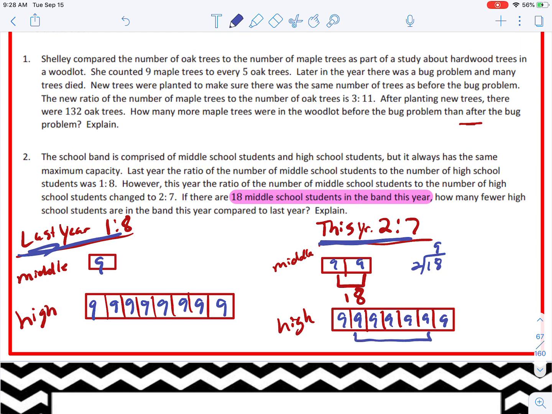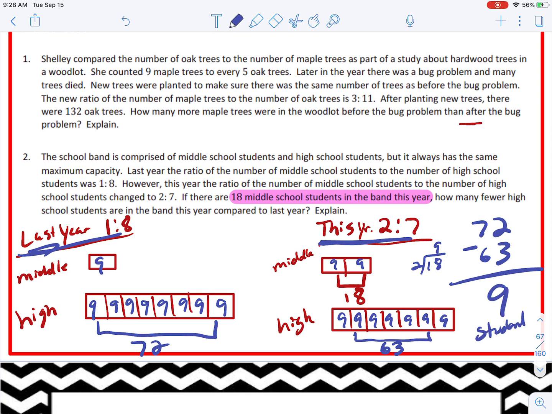We are going to figure out how many high school students there are this year. So there are 7 units here. 9 times 7 is 63. Okay? And 9 times 8 is 72. Okay? So how many fewer high school students are in the band this year compared to last year? We have to do 72 minus 63, and we get 9 students. And that is our answer.